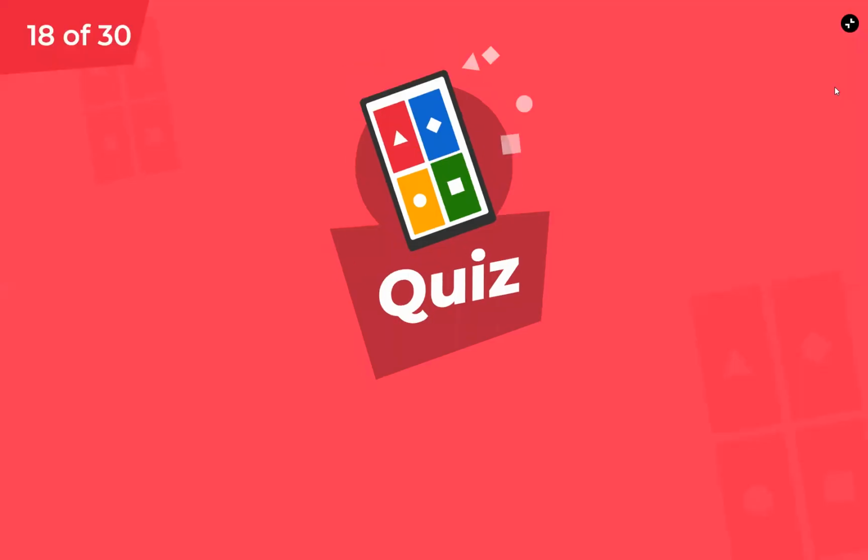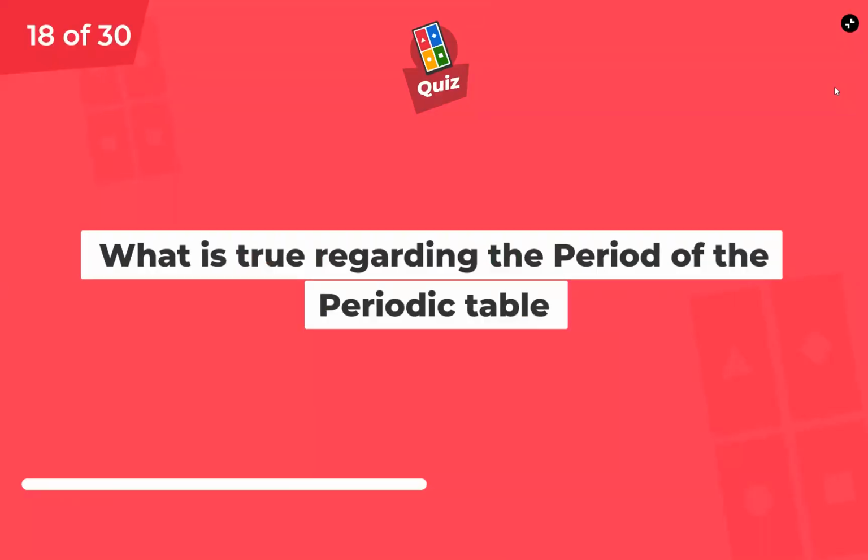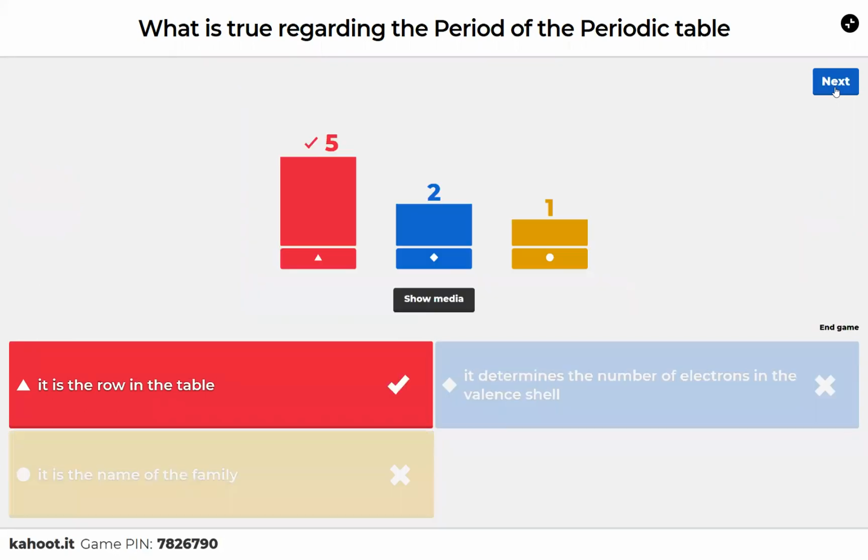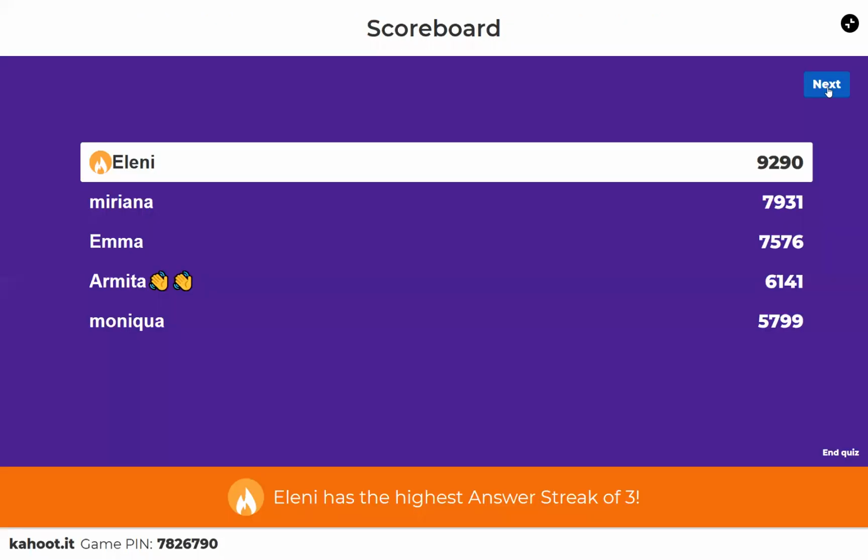Here we go. Next one. The period, which is not the same as the column. Column is up and down. Yeah, the period is also the row. Very good. Oh, Emily takes over the lead.